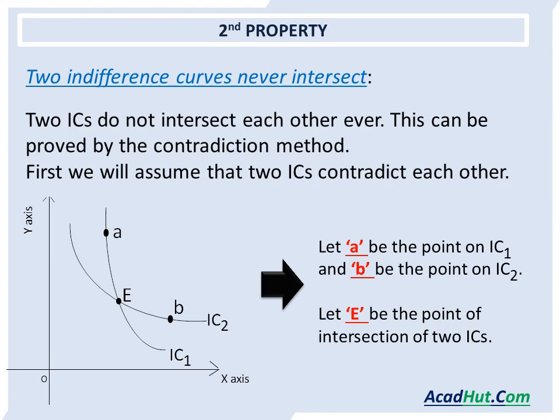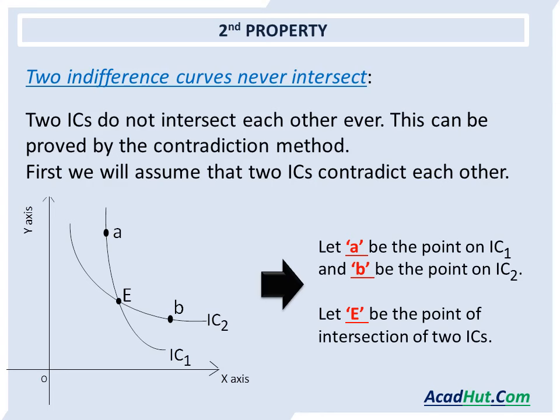Now we come on to the second property which says two indifference curves never intersect. Two ICs do not intersect each other. This can be proved by the contradiction method. First, we will assume that two ICs intersect each other.